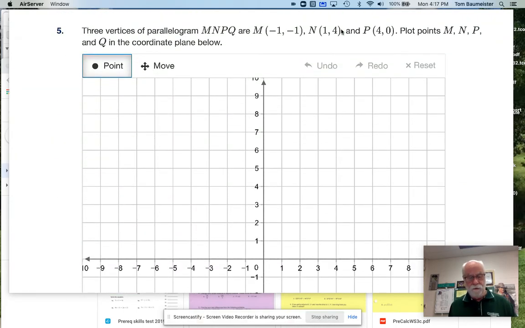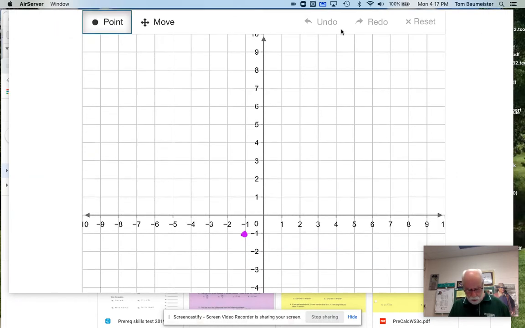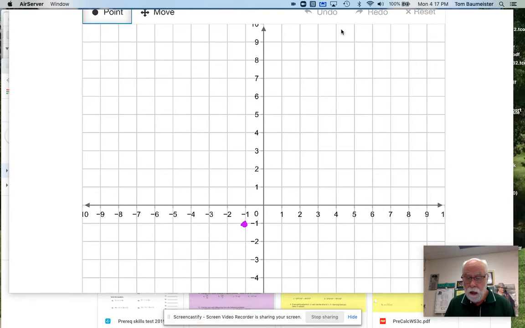All right, so for some reason, this one always seems to be the hardest one, ladies and gentlemen. But again, just think of what you have to do. Take out a piece of graph paper if you have to. That would help you. So our points are at -1 and -1. We have another point at 1 and 4. And we have another one at 4 and 0.